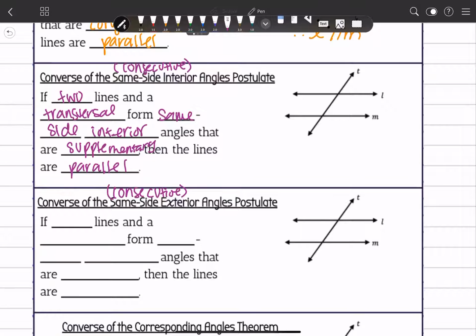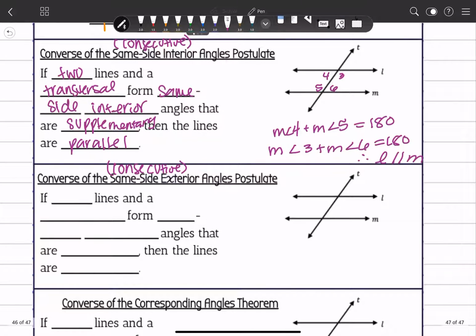So pretty much, say we've got angles 3, 4, 5, 6 here, and we can say that the measure of angle 4 plus the measure of angle 5 gets us 180, and the measure of angle 3 plus the measure of angle 6 is 180. Then, therefore, line L is parallel to line M.